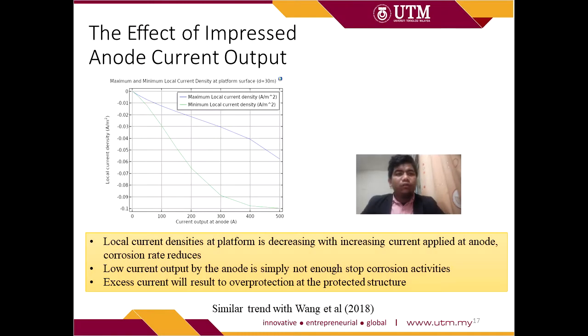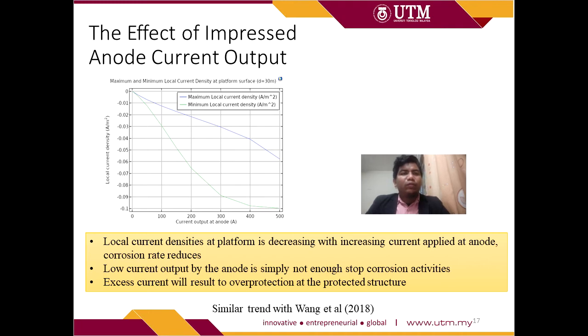Moving on, the first anode parameter studied is the effect of anode current output on the protection of the platform. Here we only manipulate the amount of current injected by the anode. From the graph here, we can see that the local current density at the platform is decreasing as we increase the current applied at the anode. We can deduce that more corrosion activity at the platform surface is suppressed as the current is increased.